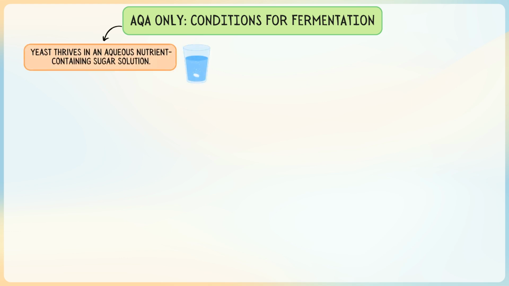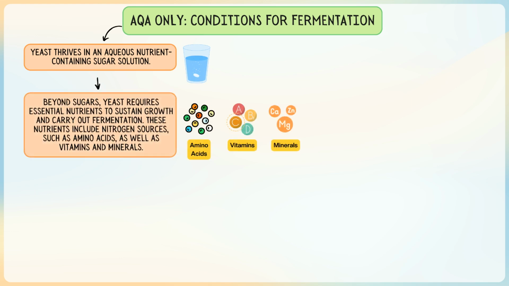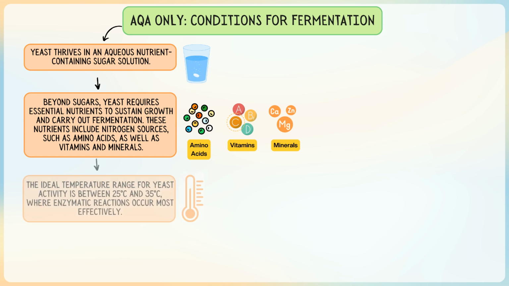In today's lesson, we delved into the optimal conditions for yeast fermentation, crucial for efficient alcohol production. We learned that yeast thrives in an aqueous nutrient-containing sugar solution. We also learned that the ideal temperature range for yeast activity is between 25 degrees Celsius and 35 degrees Celsius, where enzymatic reactions occur most effectively.